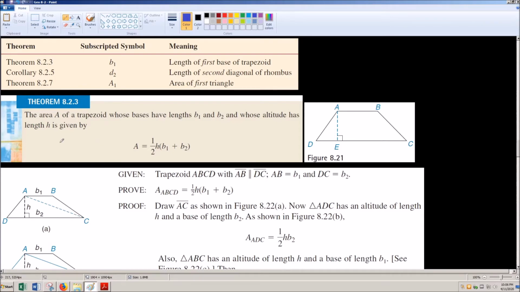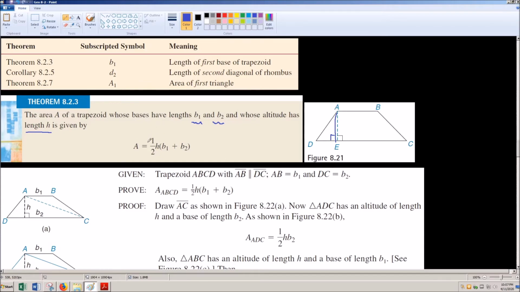Here we've got the area of a trapezoid which has bases B1 and B2. It doesn't matter which one is B1 and which one is B2, but what does matter is we're using altitude as our height here. So this is H and this is the altitude of this thing. In this example, figure 8.21, the altitude would be AE. It's the thing that defines how tall this trapezoid is. It is not either of these legs. It is not BC and it is not AD.